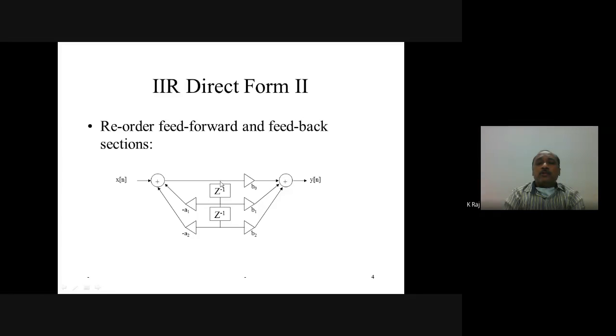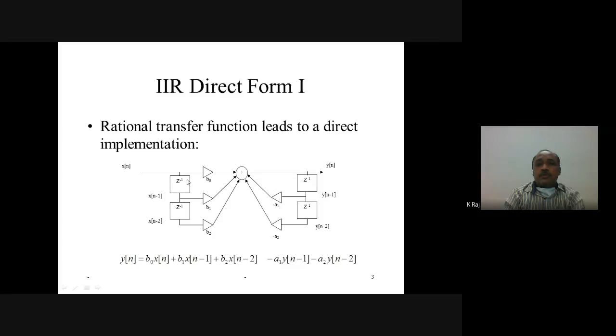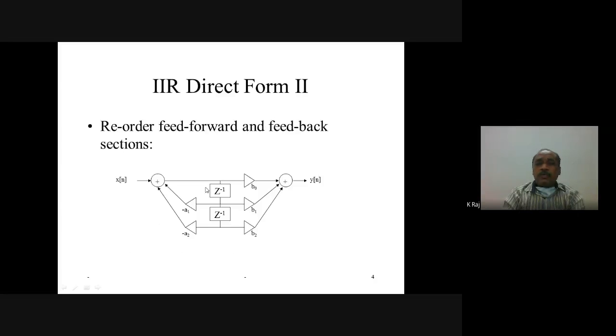That is, now there are a total of 2 delays in place of the 4 delays, and here it will be multiplied by B0, B1 and B2, because we can see from the previous one, the B0, B1, B2 have been shifted towards the right side, and this one has been shifted towards the left side. So by interchanging the position of these two terms, we get this architecture, and this is named the direct form 2 architecture.